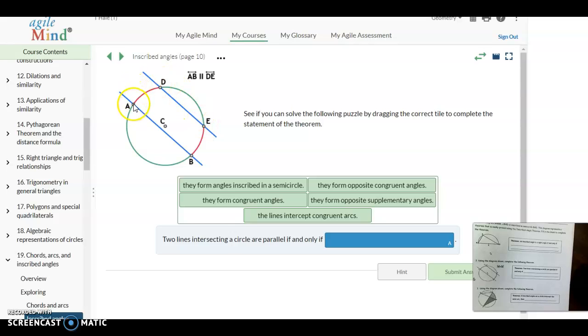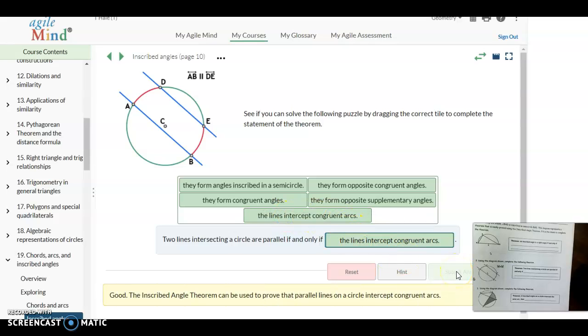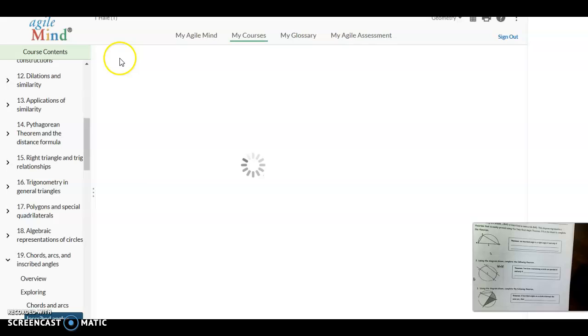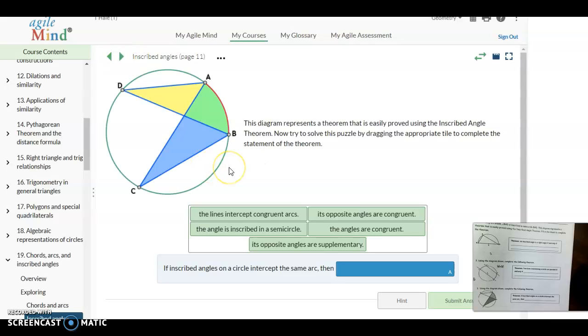And so if the distance between these two lines is the same, then this arc AD would have to be congruent to this arc BE. So two lines intersecting a circle are parallel if and only if the lines intercept congruent arcs. That is the only way those lines can be parallel. They have to be the same distance apart. Let's look at the third one.